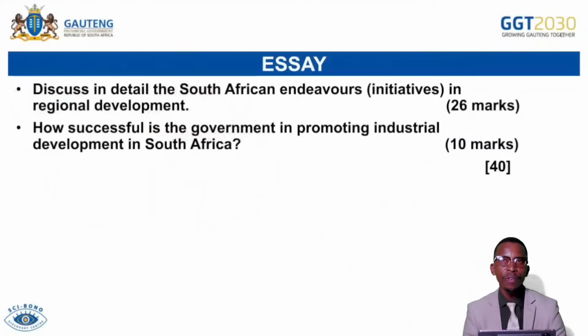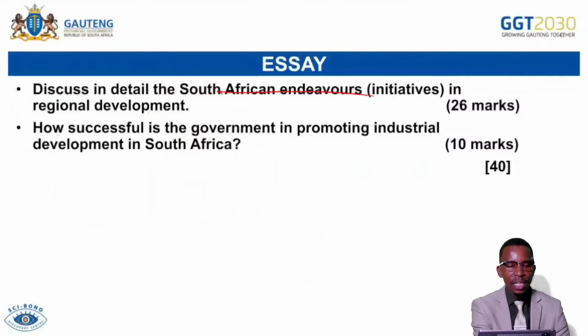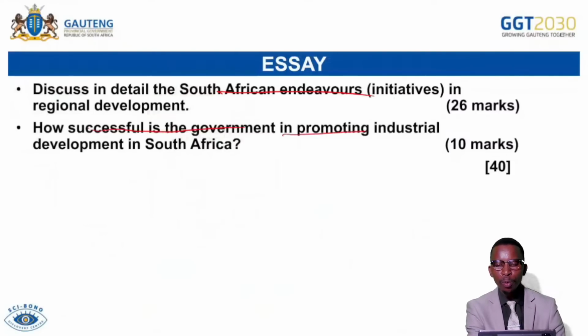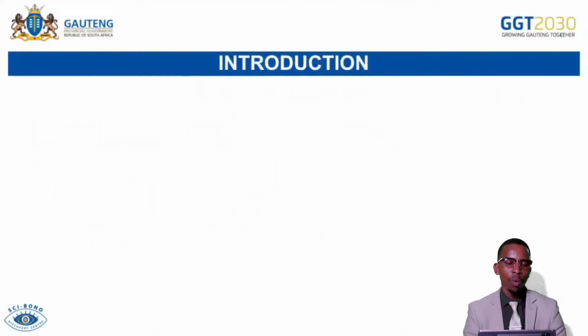Here is another example of an essay. We're running out of time, so I will be very quick on this one. Discuss in detail South African endeavors towards industrial development or regional development. How successful is the government in promoting industrial development in South Africa? Then we go. So how do we start?